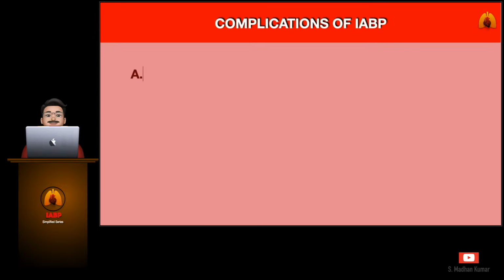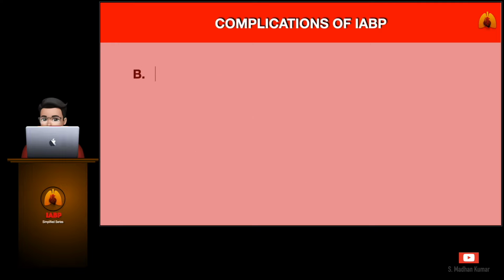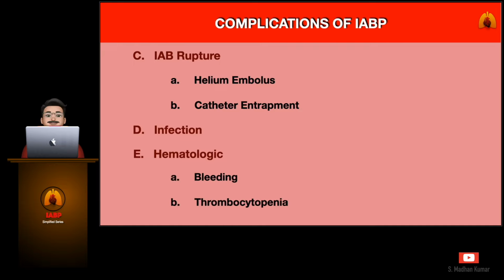The complications of IABP are that it can cause aortic dissection, aortic valve rupture, or vascular injury to the aortic wall. It can also cause embolic events through thrombus, plaque, or air. IABP rupture can cause helium embolus, catheter entrapment, infection, or hematologic problems like bleeding and thrombocytopenia.